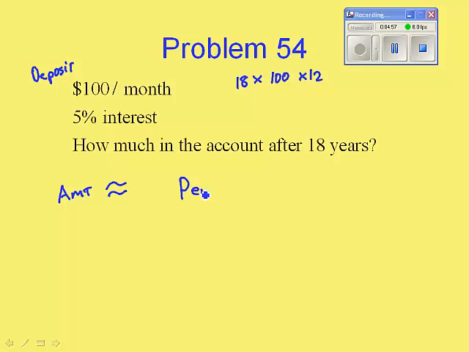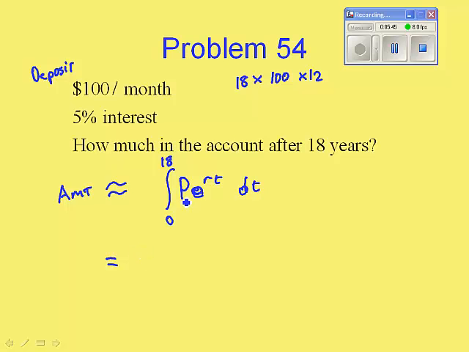Take Pert, P e to the rt, and do what to it? Well, this is the rate of change, if you want. Okay? And integrate it from what to what? Well, let's go from 0 to 18. Okay? There was nothing in the account at the beginning. But I'm going to integrate this. Something's weird here. So if I do that, let's see what happens.